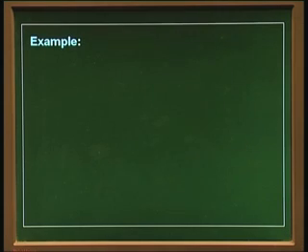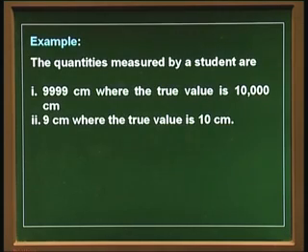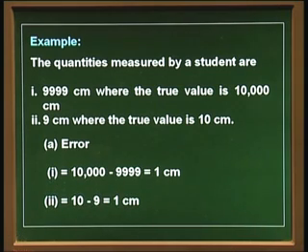Now let's look at some examples of this. We have 9,999 centimeters, where the true value was 10,000 centimeters. Or then we have 9 centimeters where the true value was 10 centimeters, because the measuring instrument you are using had an error of 1 centimeter. So what does it mean? The error in the first case would be 1 centimeter, the error in the second case would be 1 centimeter again. That doesn't signify much.